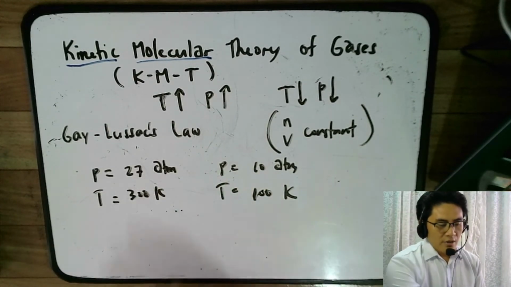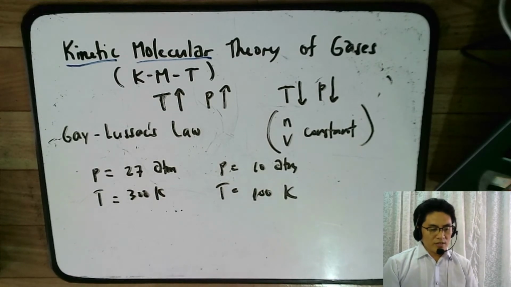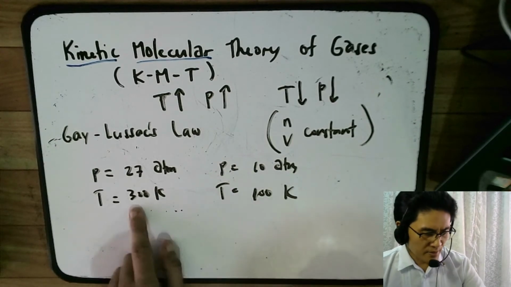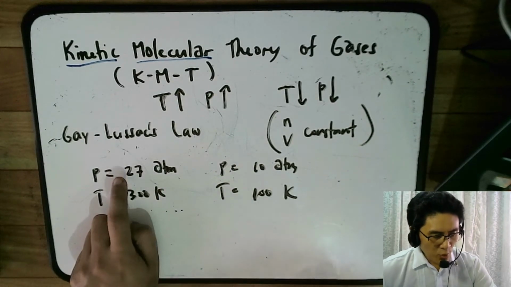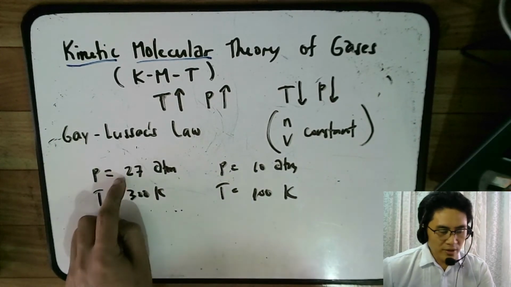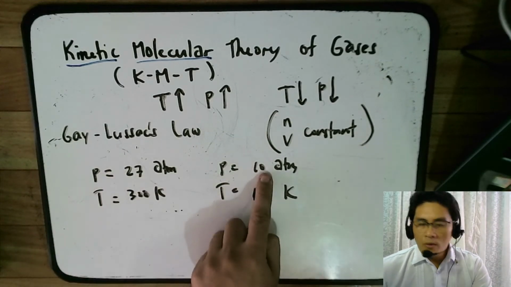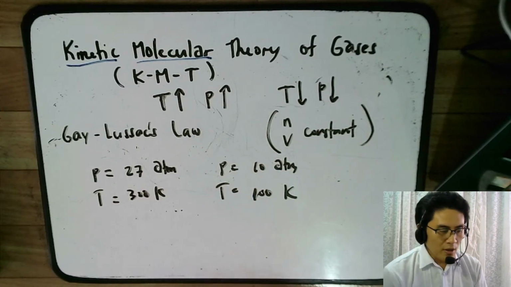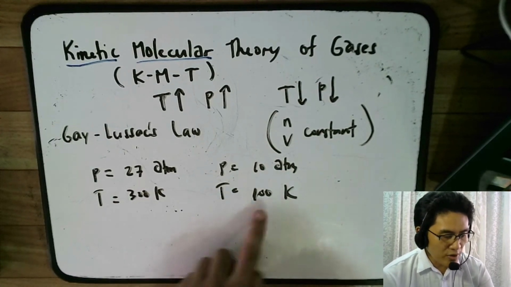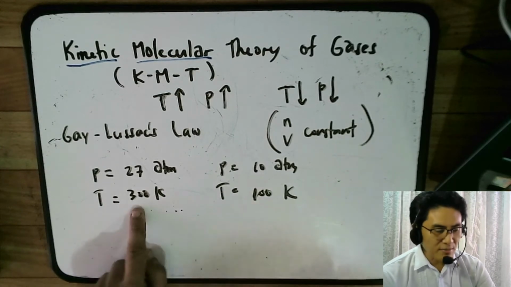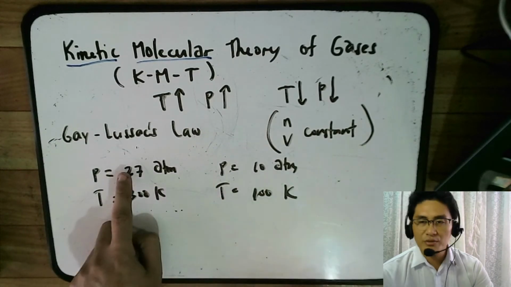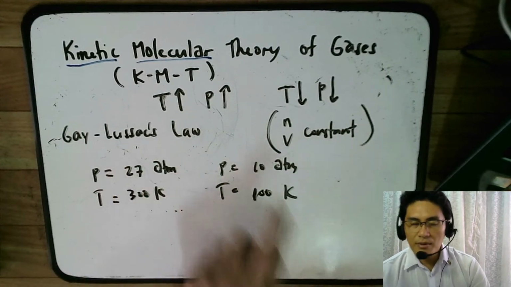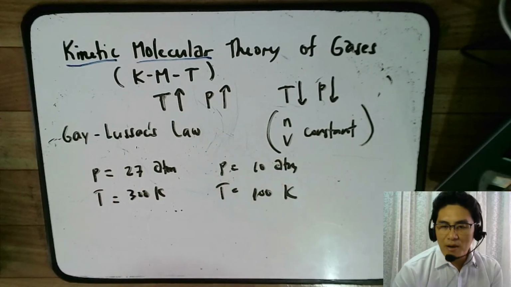And if you notice, the proportionality here is kind of equal. From 300 to 100, that's around 1/3. And 28.7, which we round off to 30, to 9 or 10 is around 1/3 also. So when you increase the temperature by 3 times, the pressure increases by 3 times. When you decrease the temperature by 3 times, the pressure also decreases by 3 times. So that's the experimental data.